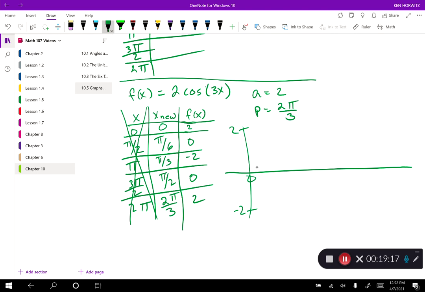Here is 0. Pi over 6. Pi over 3. Pi over 2. 2 pi over 3. All right. And we are going to start at 2. We're going to go down to 0. And then we're going to go down to -2, then 0, then 2.